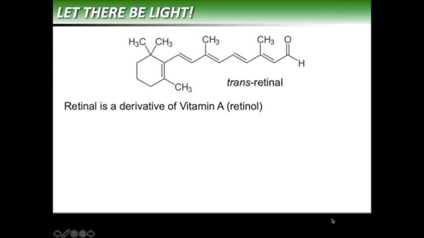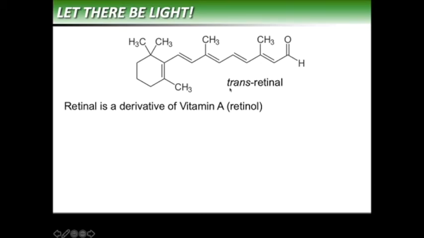Let's have a peek. So what you're looking at here is retinal, which is a derivative of vitamin A, otherwise known as retinol. And a couple things that are worth noticing here. This is retinal because it has this functional group right here on the right side. This is a carbonyl that has an H attached to it. You might remember that's called an aldehyde. So it's retinal for that reason. You might guess that when it was retinol, it used to have an OH in that position, not a C with an O and an H, and was an alcohol.